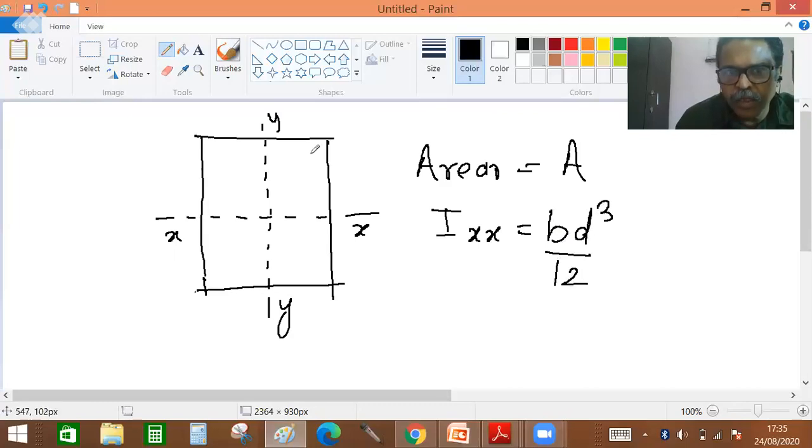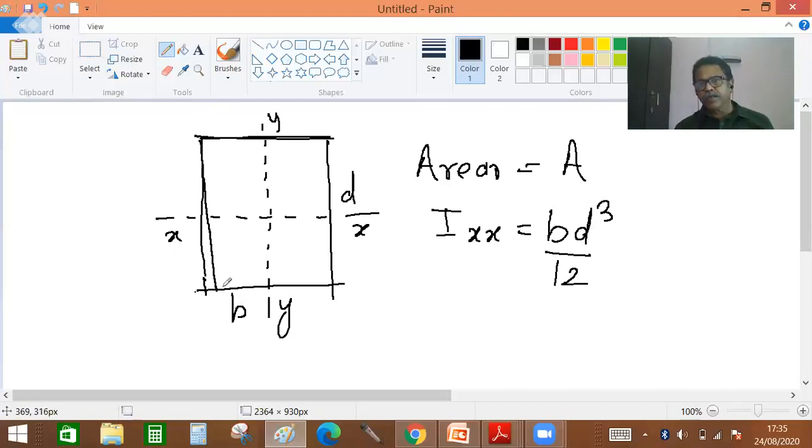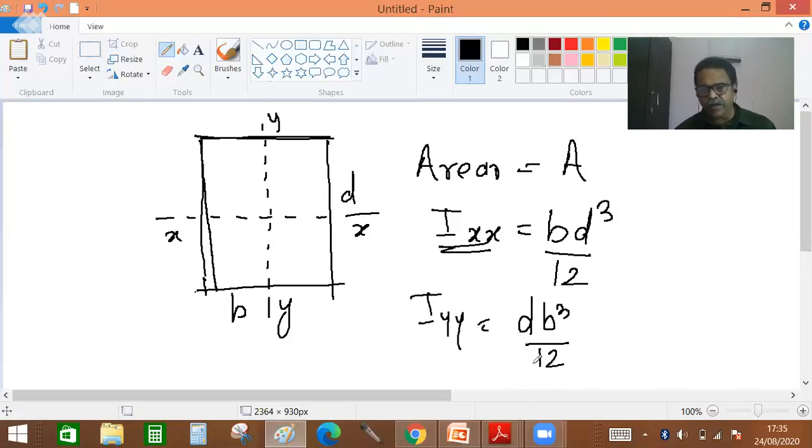What is B? B is the width of this rectangle. What is D? D is the depth of the rectangle. So here it is the distance D, and here it is the distance B. So BD cubed by 12 is the first formula of the rectangle that you can use for the x-axis. For the y-axis, it is DB cubed by 12. So this is the second formula, for y. The first formula, for x, is BD cubed by 12.